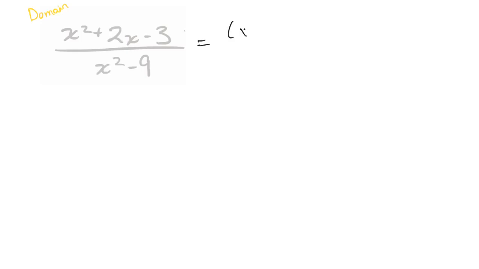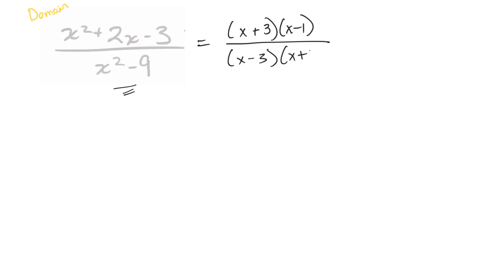So the first one would be x plus 3, x minus 1. And then on the bottom, this is a difference of squares. So that would be x minus 3, x plus 3. Now, even though this is a square and this is a square, if it's a difference, then you factor it this way. You can't just take the square root of each one. I guess you're sort of doing that, but because it's a quadratic, there have to be two factors for it. And so it's x minus 3, x plus 3.